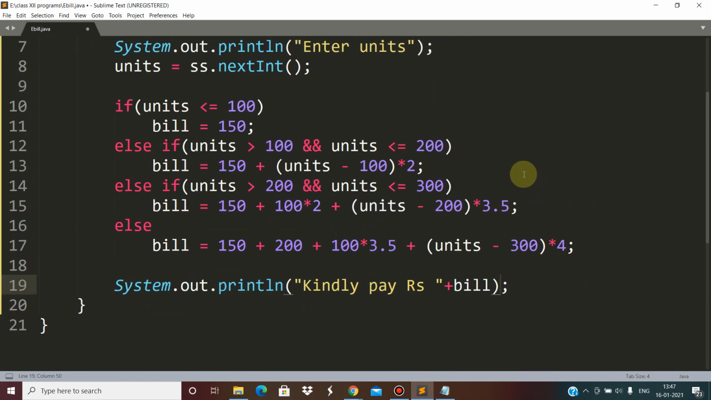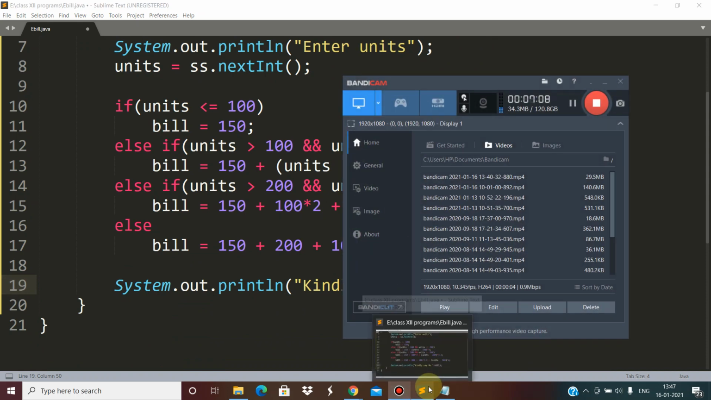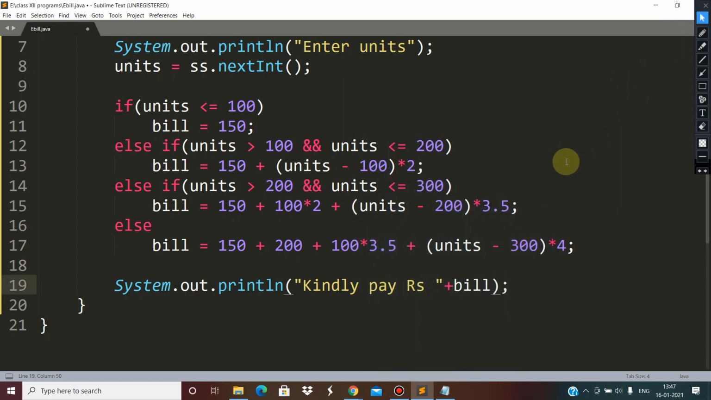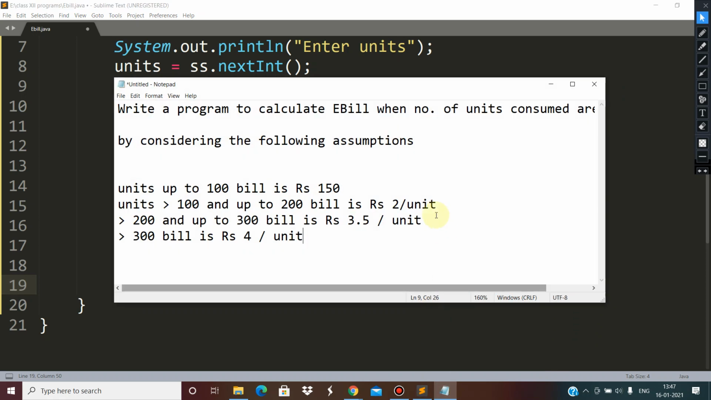In case of any confusion, please tell. Sir, in the second LCM, why have you multiplied 100 with 2? Because child, the rate is 2 rupees per unit. The rate is 2 rupees per unit.